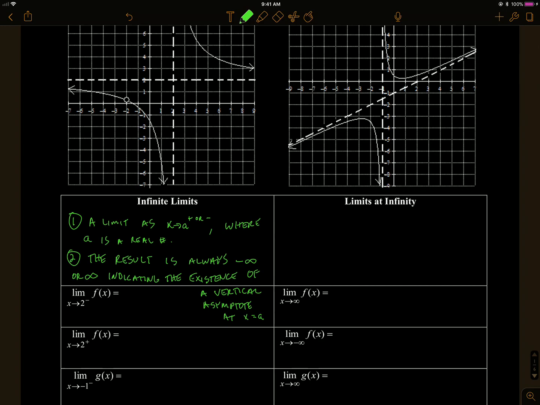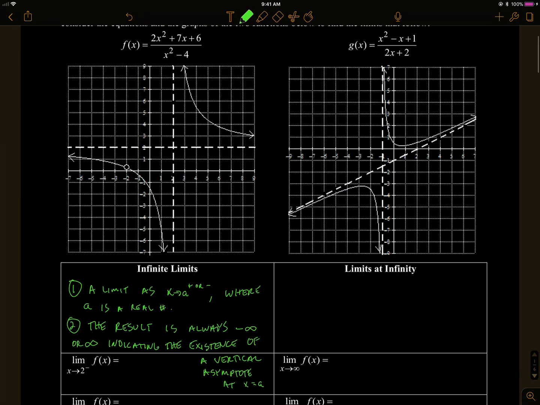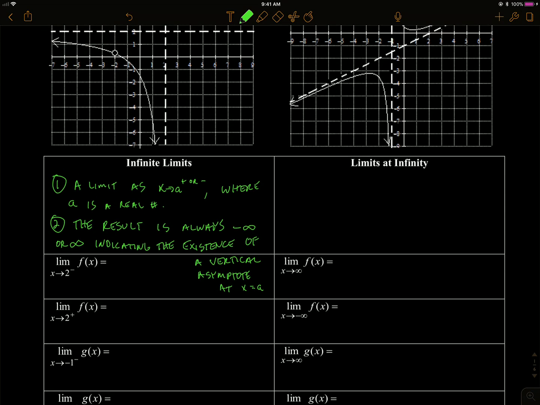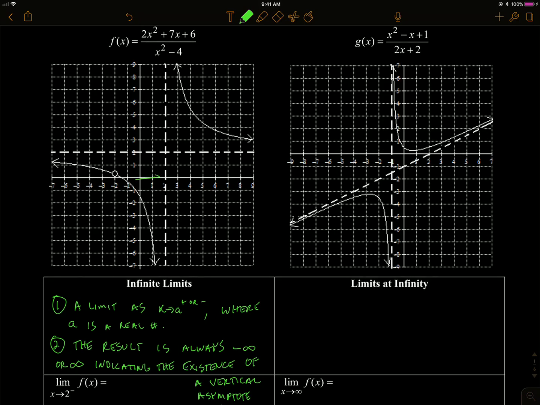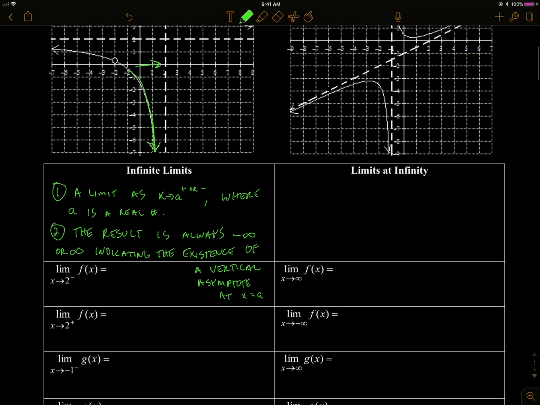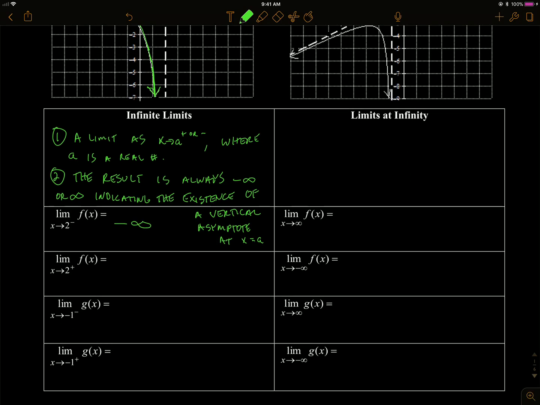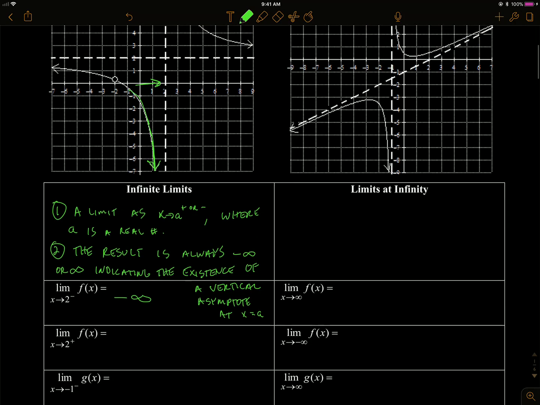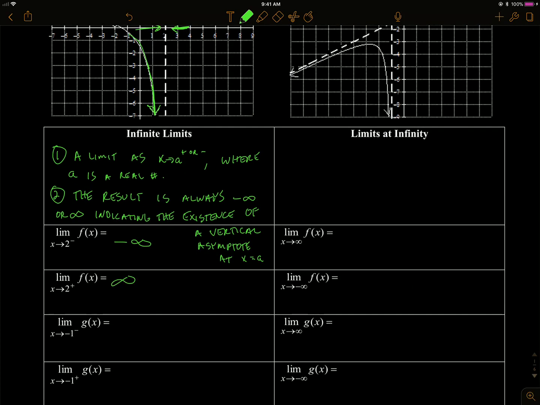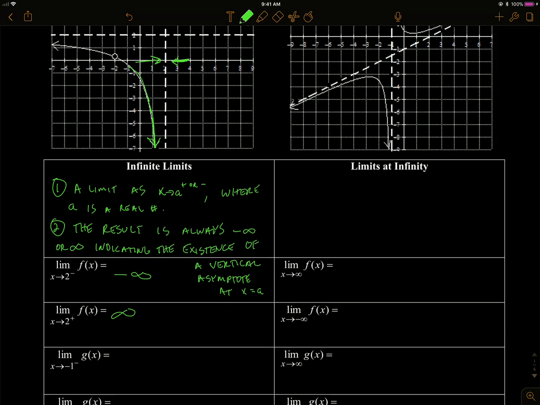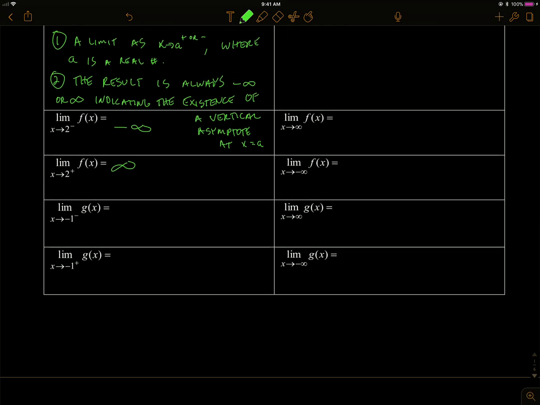So let's look at these here. On this first graph for f and g, the limit as x approaches 2 from the left, and we're on the graph f. As we approach 2 from the left, we are approaching a vertical asymptote, and you can see that the height of the graph goes down to negative infinity. So that is our answer. As we approach 2 from the right, we're approaching that vertical asymptote from the other side. The function is shooting up to positive infinity, so the height is approaching positive infinity. And that's just showing you what I talked about in that first infinite limits box.